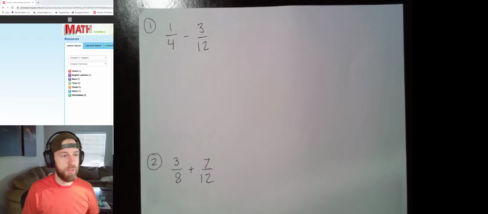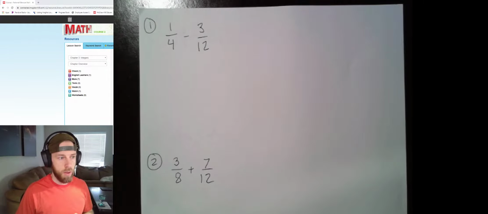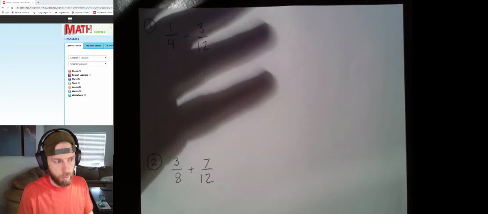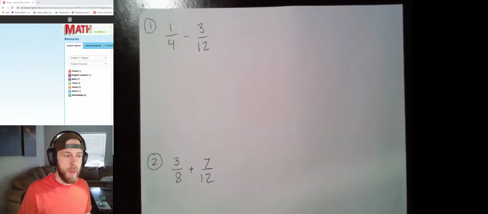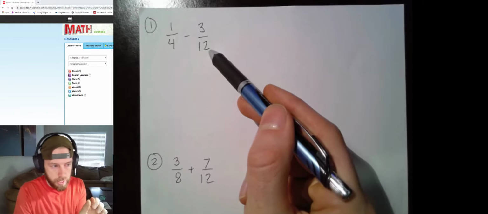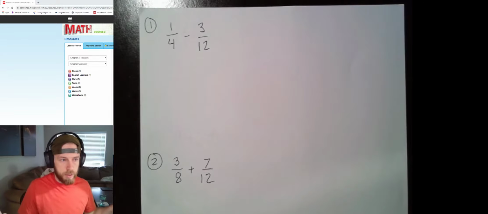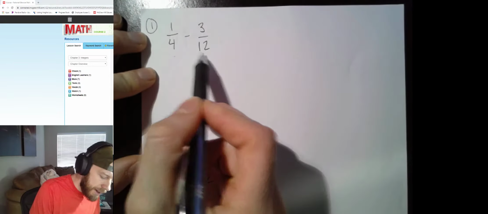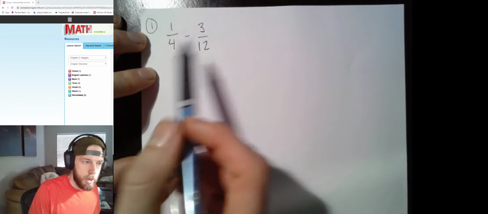Number 1, 1/4 minus 3/12. The problem with this is that the denominators are different. And denominators are really the size of the fraction pieces, right? Fourths, if something's cut into fourths, they're pretty big pieces, like a candy bar cut into fourths. I'd take a fourth of a candy bar. But if a candy bar was cut into twelfths, those are tiny pieces, right? So to be able to subtract those pieces or to add them, you need to have the same size pieces. So what you do is you make them the same size pieces, right?